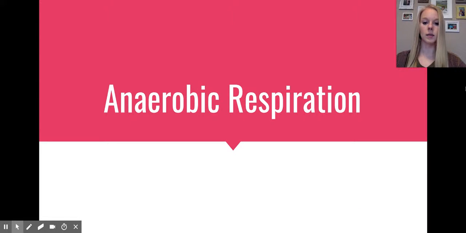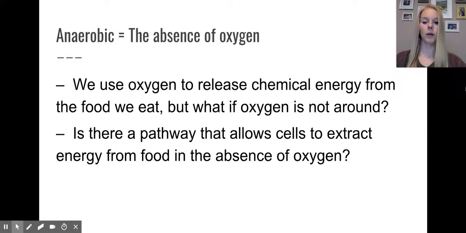Not all organisms need oxygen to survive. Some organisms, like various bacteria, actually don't require oxygen for respiration. These organisms perform anaerobic respiration. Certain cells in your own body, like muscle cells, will also perform anaerobic respiration if they are lacking oxygen. Anaerobic means the absence of oxygen. So we use oxygen to release chemical energy from the food we eat, but if oxygen is not around, we do perform a pathway that goes through the absence of oxygen that's called anaerobic respiration.